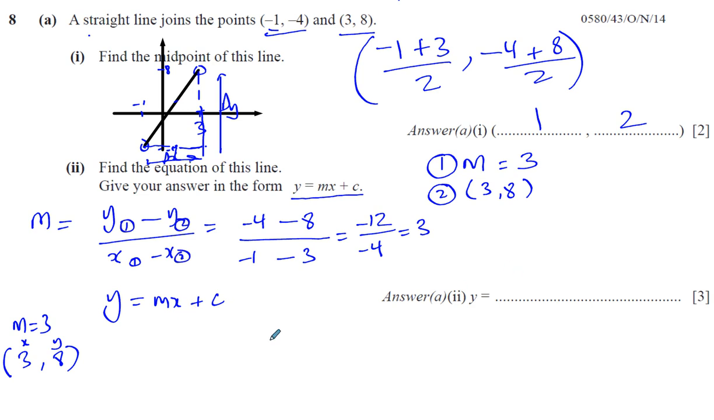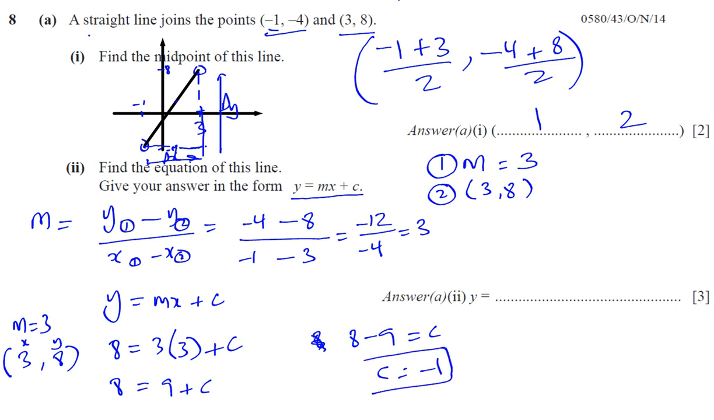So we have 8 equals m, which is 3, times x, which is 3, plus c. So we have 8 equals 9 plus c. That means 8 minus 9 equals c. So c is going to be minus 1. C is negative 1. So we can say y is equal to mx plus c, y is equal to 3x plus minus 1, which is minus 1. So y equals 3x minus 1 is our equation of the straight line that passes through these 2 points. Okay, so there we have the answer to question 8a.